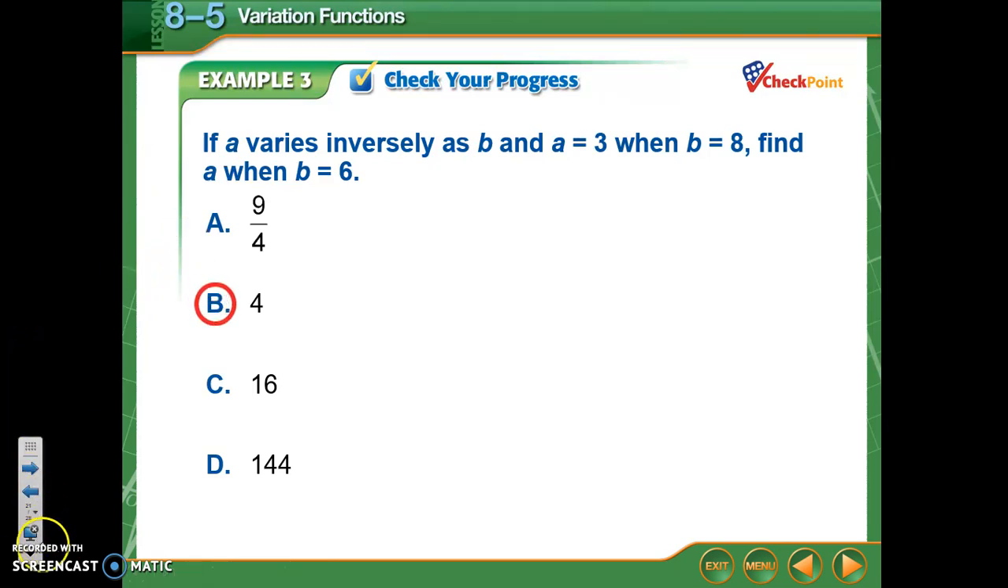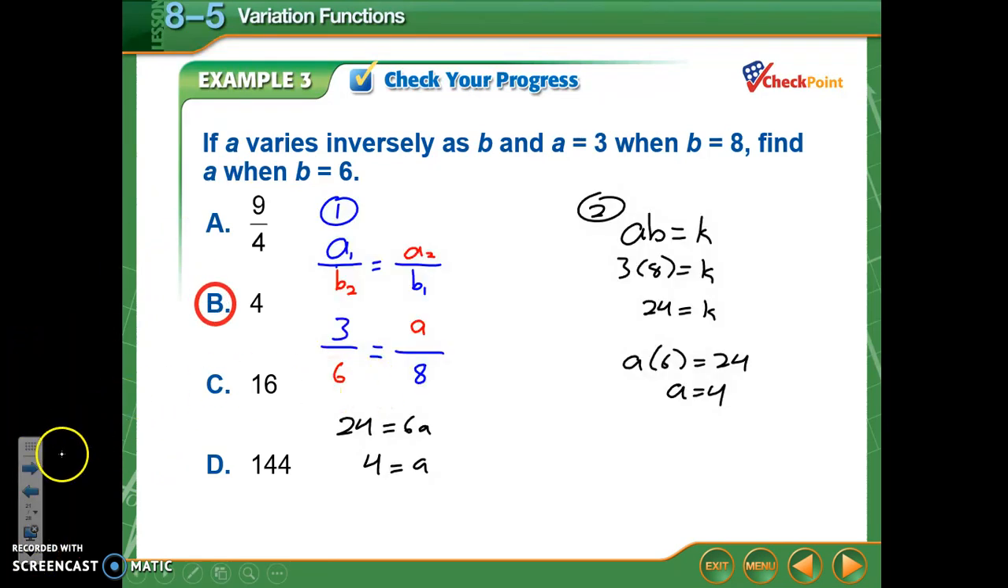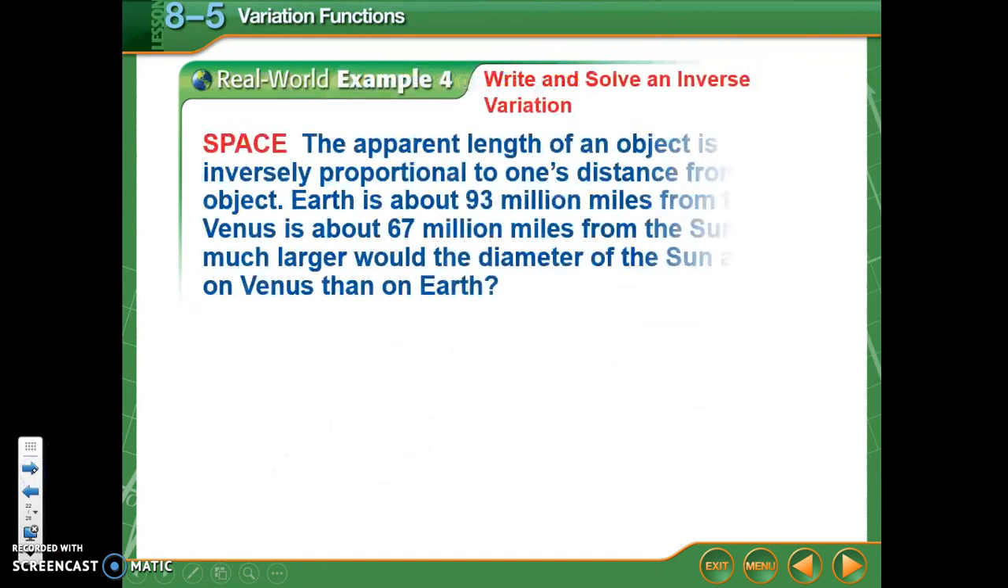Okay, your answer here should be B, which is 4. And there are both ways to do it, proportion and using the equation. All right, here's an example of where an inverse variation problem could show up in real life.